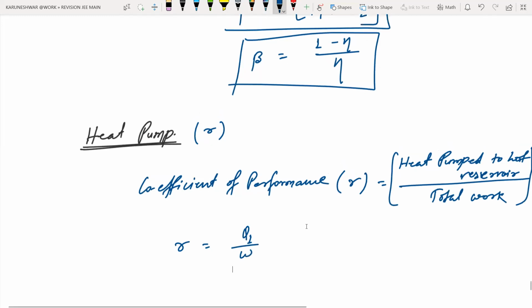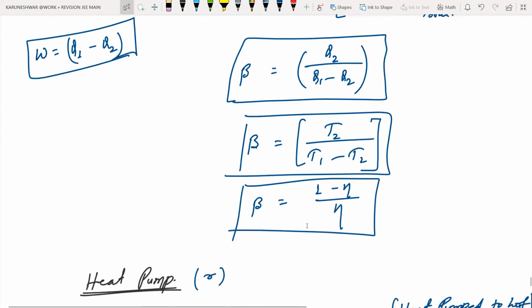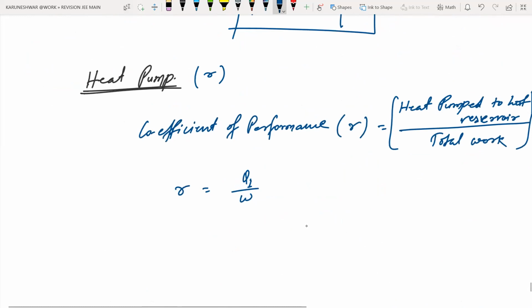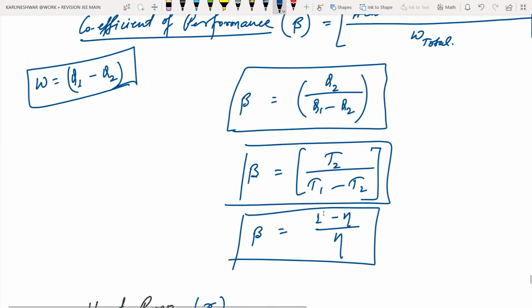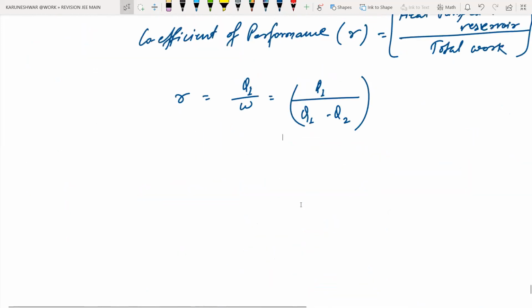Beta was Q2 by W. See here, beta was Q2 by W, and here it is Q1 by W. So that is the only difference here. You can say the heat pump works on the basis of heat rejection with respect to the work. So Q1 by the work, and we know the work is Q1 minus Q2, the heat rejected minus the heat absorbed. That is the thing you need to keep in mind.